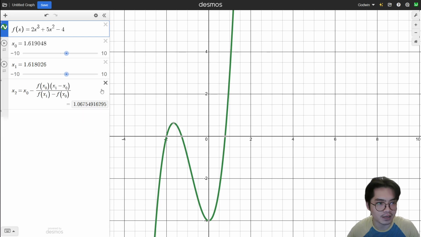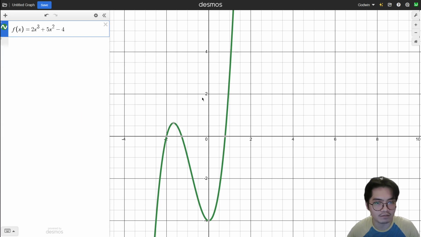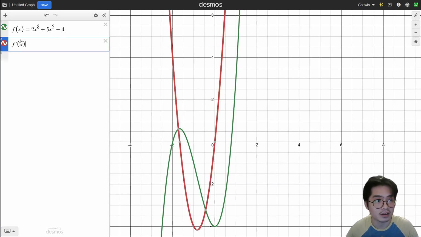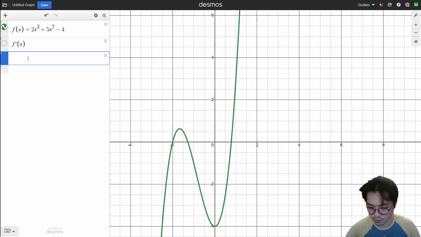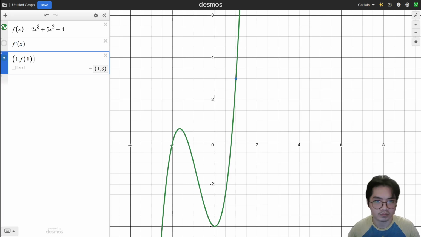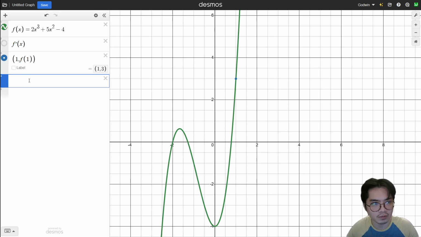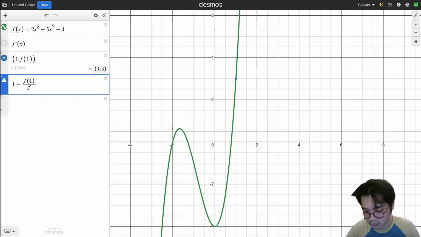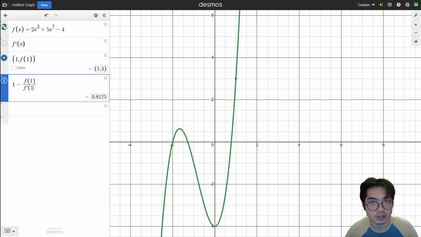Say, for example, in here, we just have this. Maybe this equation is enough. Let's just have an f of x in here, and let's hide that. If we're going to have, I don't know, 1, then f of 1, that's going to be it. And then your next value would be 1 minus f of 1 all over f prime of 1. There you go, which is 0.8125.